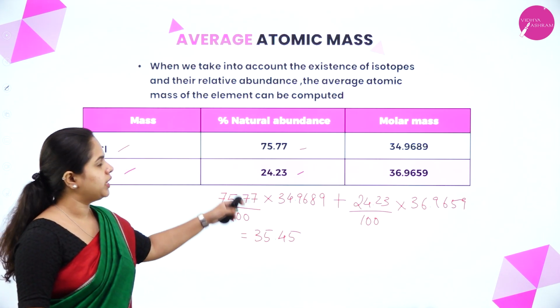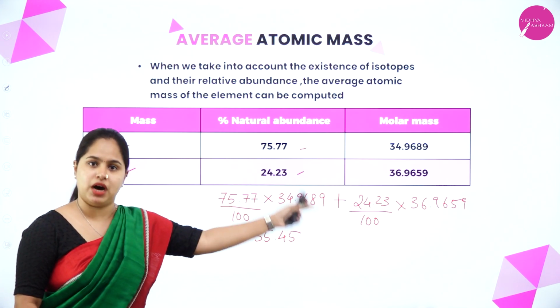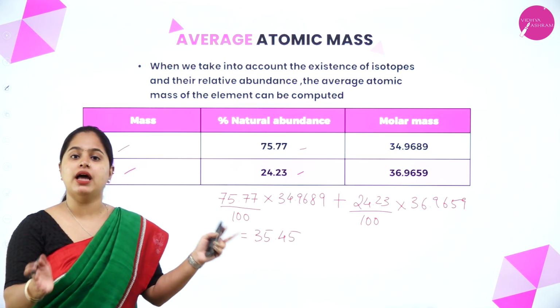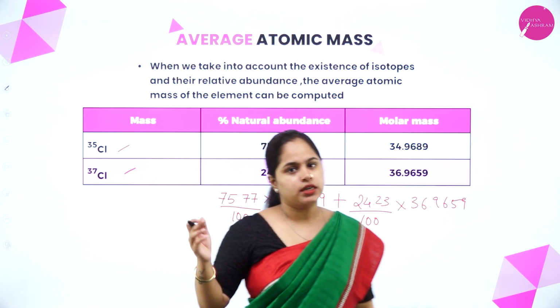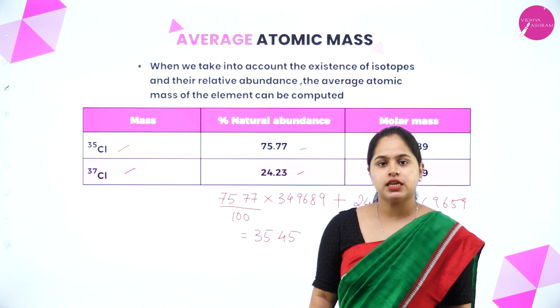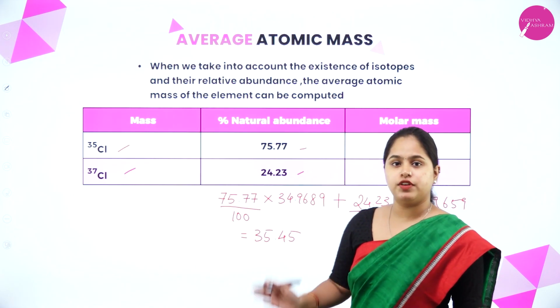So you need to multiply the natural abundance with the mass of the particular isotope and add them. That is what you can see here. I hope that is clear. That is average atomic mass.